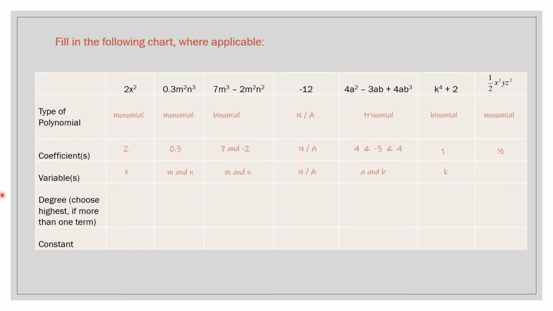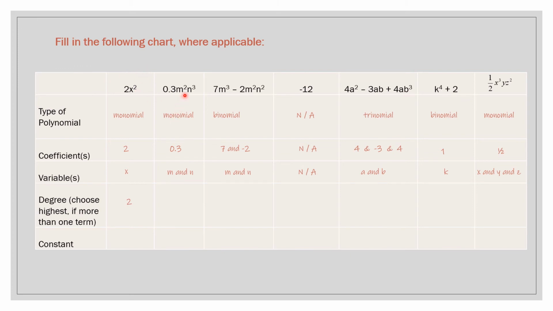The k is the only variable in the second last one, and the final one has an x and a y and a z. It's got 3 variables. So this one's the one that's most confusing, I think, of all of them, the degree. So the degree is the highest exponent in the polynomial. And in this one, we only have 1 term because it's a monomial, so the degree is a 2. The exponent is a 2.